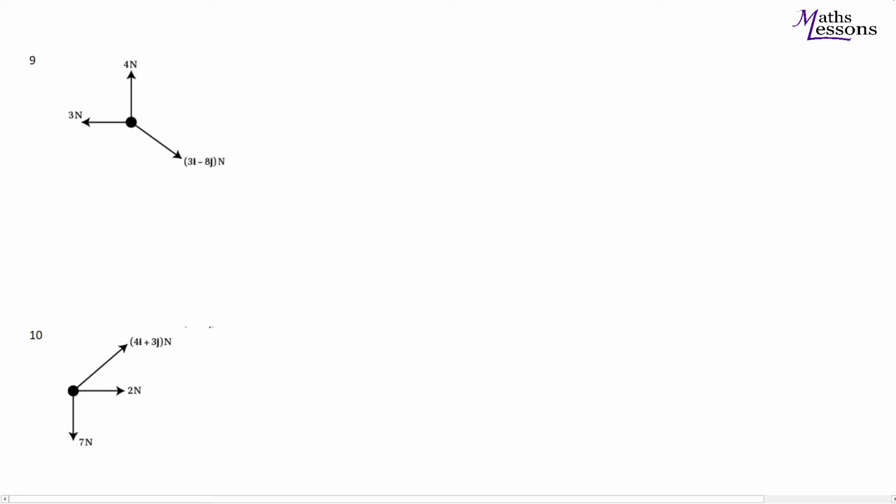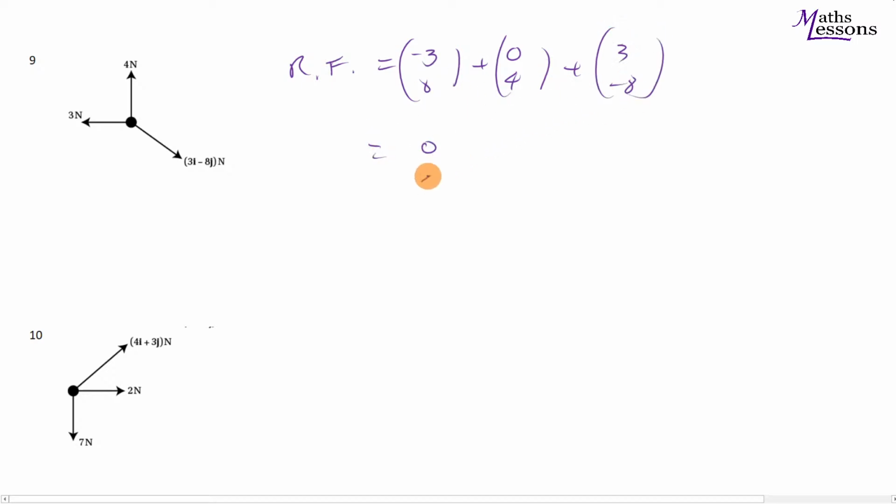Okay, that's your 30 seconds up for this one. Don't worry if you can't quite do them. The main thing is to check you understand what's going on. So we've got (-3, 0) plus (0, 4) plus (3, -8) equals (0, -4) newtons, or you could just write that as -4j newtons.